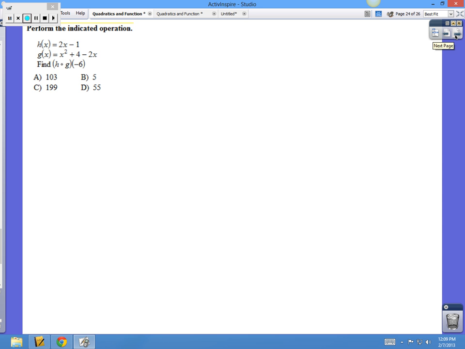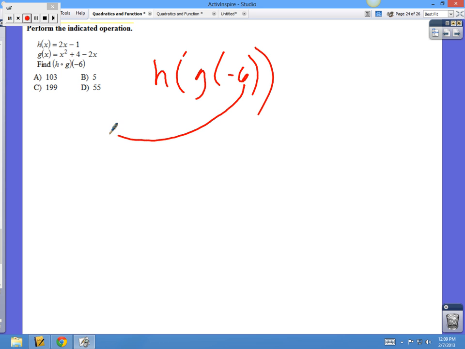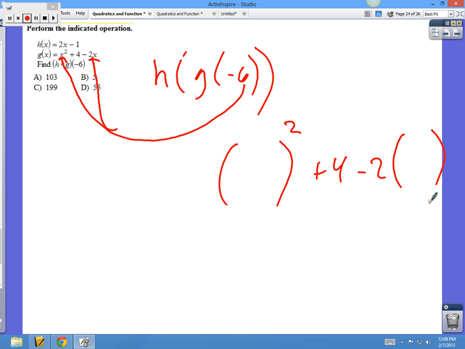Okay, a composition. This is the exact same question as what is h of g of negative 6. So you've got to be flexible because you'll see it either way. What they want you to do is take negative 6 and plug it into g. You're going to plug it in once right there, and once right there. g says whatever you plug in, you square it, add 4, and then minus 2 times whatever you plug in. But I'm going to replace those x's with a negative 6.